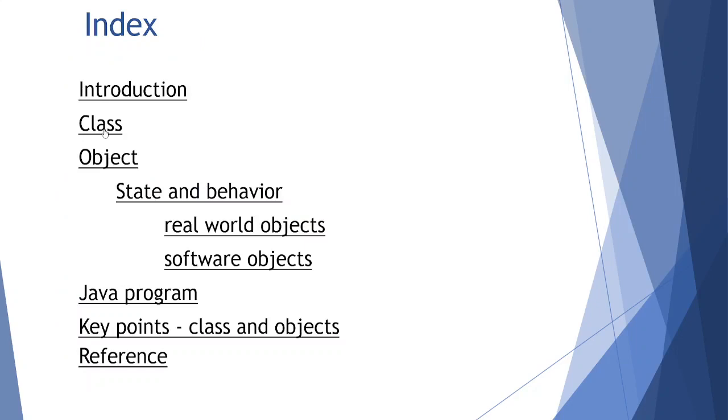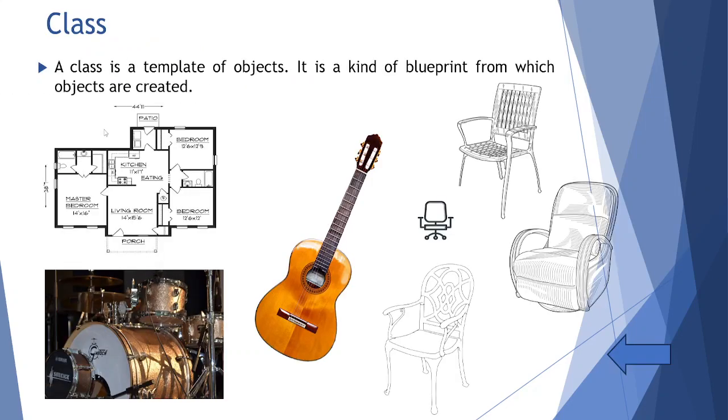Class, what is a class? It's a template of objects. It is a kind of blueprint from where objects are created. For example, if we want to construct a house, a blueprint should be there. With the help of the blueprint only, the house is constructed.